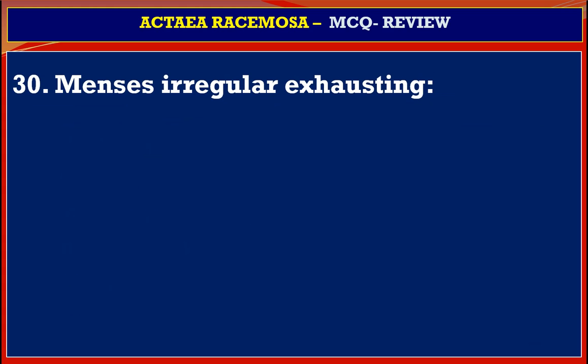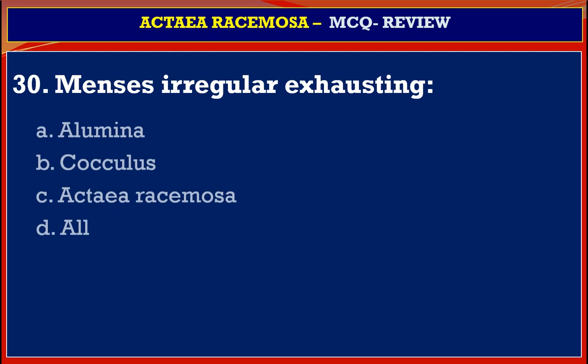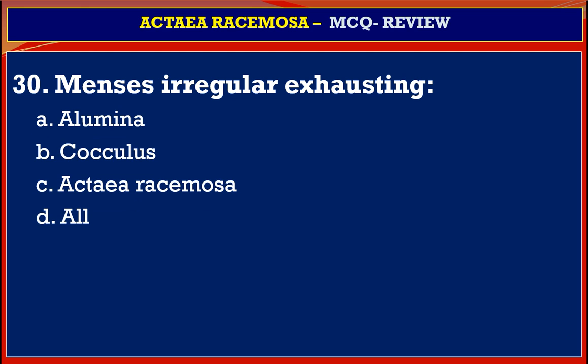The 30th MCQ is menses, irregular and exhausting. Variables are Alumina, Cocculus, Actaea racemosa, all of above. Answer is D, all of above.